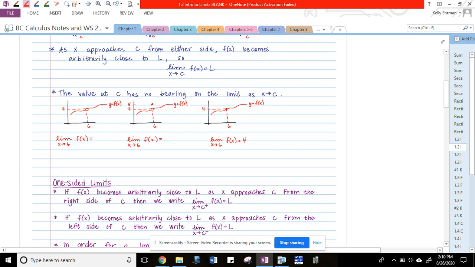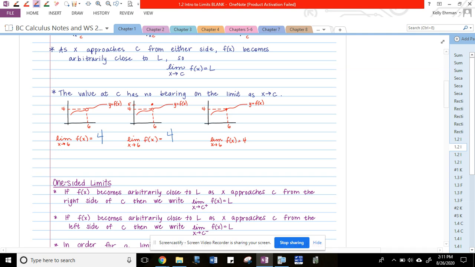The actual value f of C doesn't matter. So whether or not f of C exists, so the limit as x approaches 6 of f of x, even though in this picture f of 6 does not exist, the value it's approaching is 4. So that limit is equal to 4. It's approaching 4 on the right side and on the left side. Even though in the middle picture, f of 6 equals 5, the actual value of the curve on the left and the right, you're zeroing in on that value of 4. So that limit is also 4.